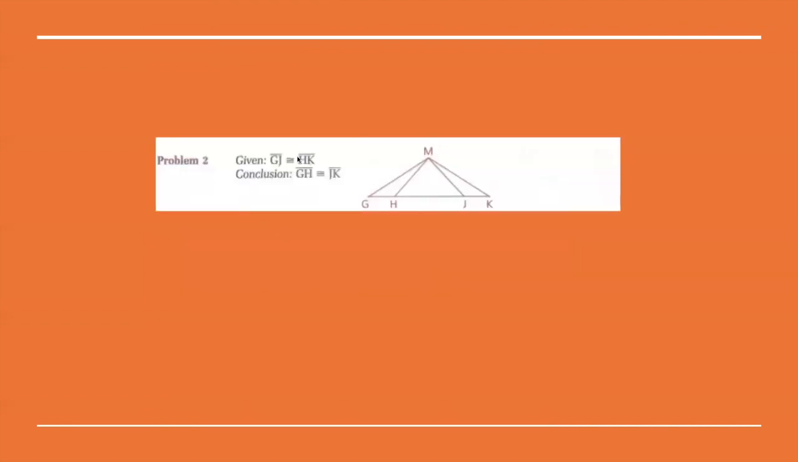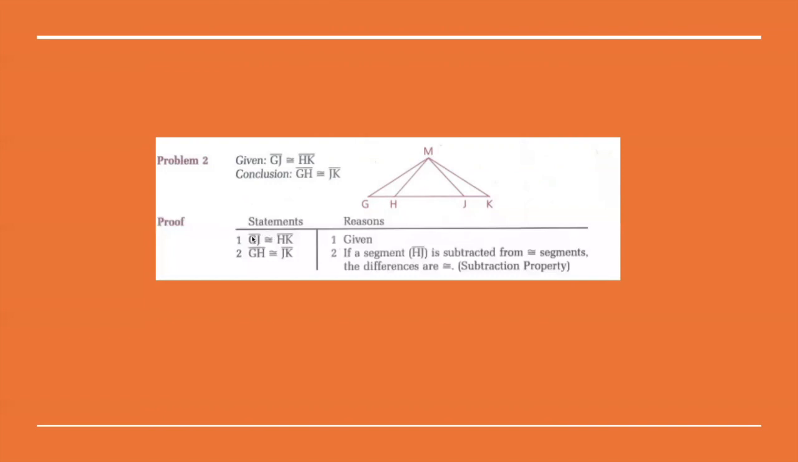Problem 2. We are given segment GJ is congruent to segment HK. Our conclusion is GH is congruent to JK. Our proof would be, we are given JG is congruent to HK, and we can conclude that GH is congruent to JK, because if a segment, which is HJ, is subtracted from both congruent segments, the differences are congruent, by the subtraction property.